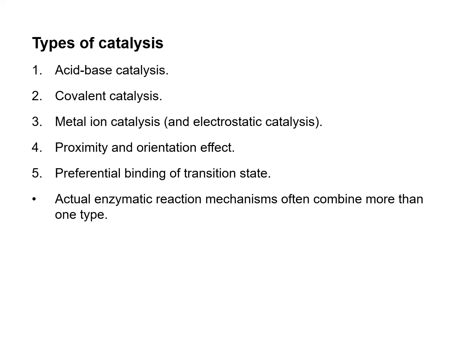Largely, there are 5 different types of catalysis: acid-base catalysis, covalent catalysis, metal ion catalysis or electrostatic catalysis, proximity and orientation effect, and finally preferential binding of transition state. And we're going to go over each type of catalysis, and we'll study much more in depth about their mechanisms. And actual enzymatic reaction mechanisms often combine more than one type. So keep in mind that some enzymes will fall into multiple categories.